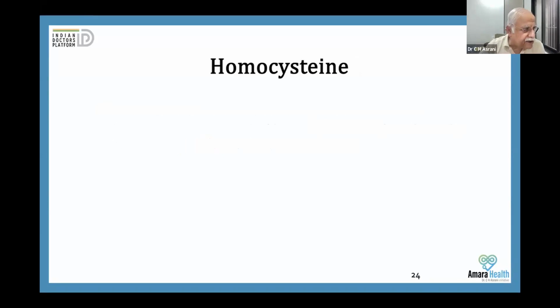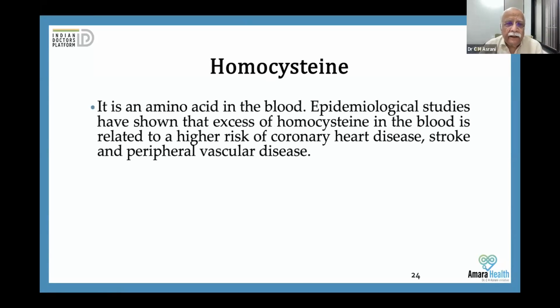Second one is homocysteine, which is also nowadays done very commonly. So patients come with a full package done on their own, then want you to tell them why the homocysteine is high. It's again another amino acid in the blood. Studies have shown that excess of homocysteine in the blood is related to a higher risk of clot formation.